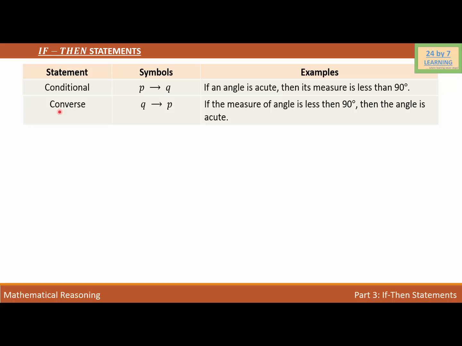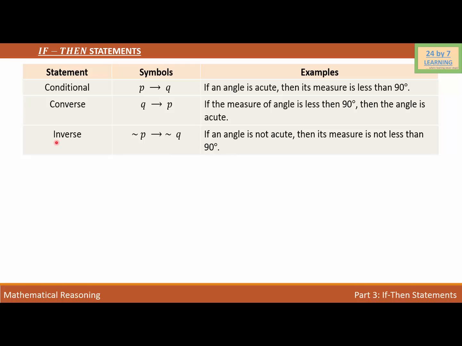Now let's consider the next type of statement, which is the inverse statement. Basically, we are using the negative with the hypothesis as well as the conclusion of the conditional statement. The conditional statement is: if an angle is acute, then its measure is less than 90 degrees. So we are going to use not with the hypothesis as well as the conclusion. If we do that, we will write: if an angle is not acute, then its measure is not less than 90 degrees. If we write the statement in this form, then that form of statement is known as the inverse statement.